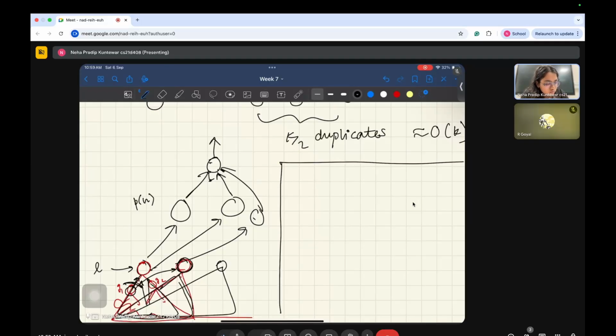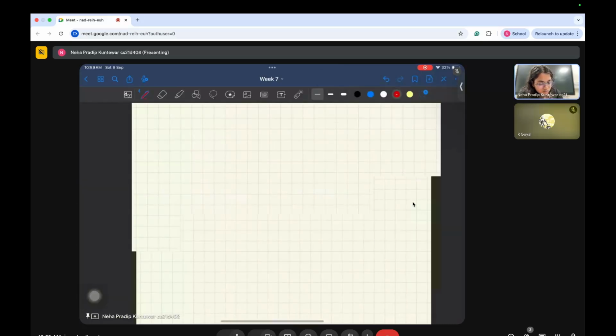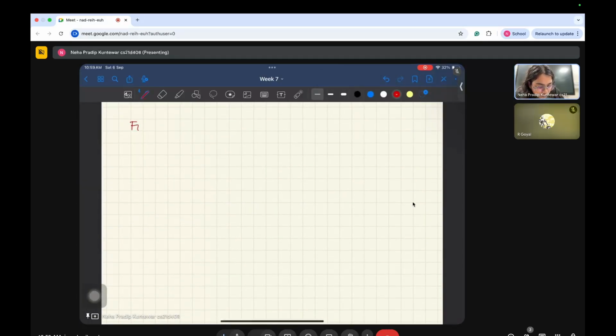So I think we'll not do this exercise this time, but when we talk about formulas in the course, so what are formulas? Formulas are special circuits where the fan out of each gate is bounded.